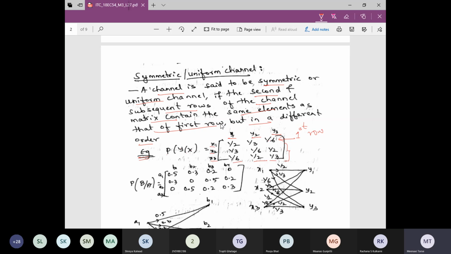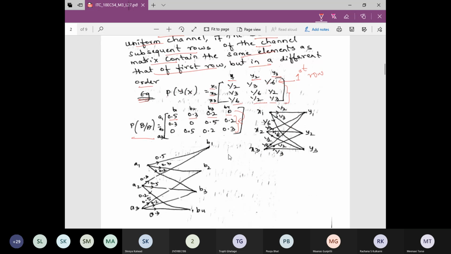We have one more example, P(B/A), that is a channel matrix. The first row elements are 0.5, 0.3, 0.2 and 0. If you observe the second and third rows, they have the same elements as that of the first row, but the elements are arranged in a different form. This channel diagram is for P(Y/X) and the second channel diagram is for P(B/A).